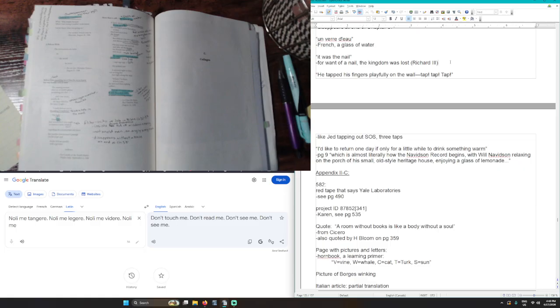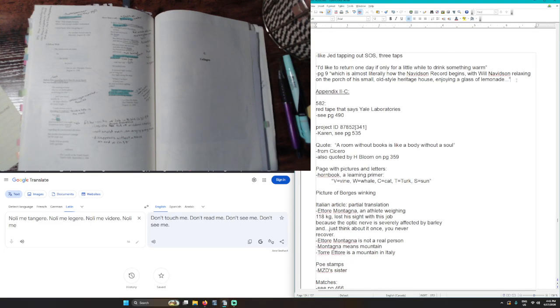Yeah. Then we also have this reference to, he tapped his fingers playfully on the wall. Tap, tap, tap. That's 3 taps. That's like Jed tapping out SOS, which is 3 taps. I can't remember if it's 3 short, 3 long, 3 short, or if it's 3 long, 3 short, 3 long. But if you do it repeatedly enough, hopefully people will understand what you're trying to say.